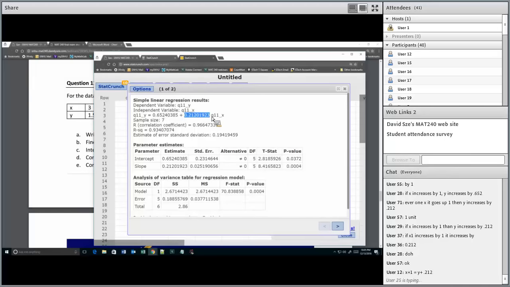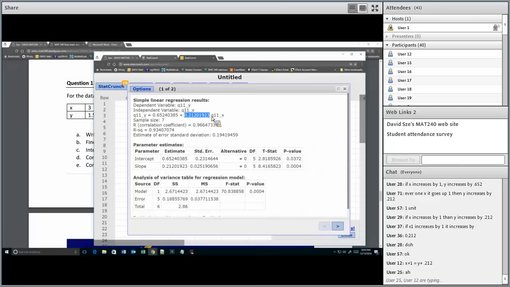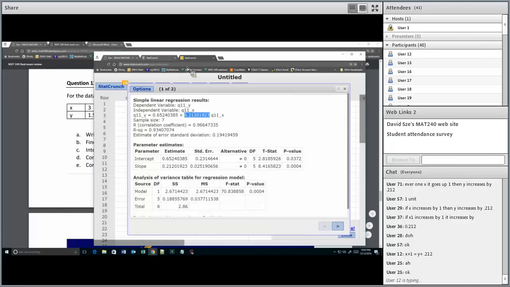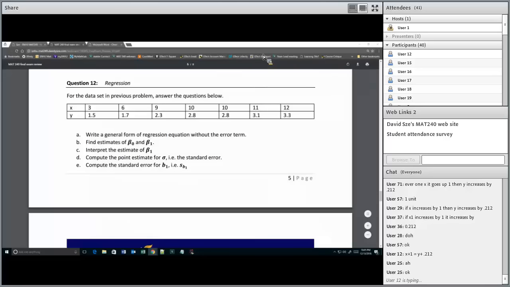Okay. So Mike put it in a nice way. If x goes up by 1, y goes up by 0.212. That's how you interpret the slope. Because the slope is the change in y depending on the change in x.